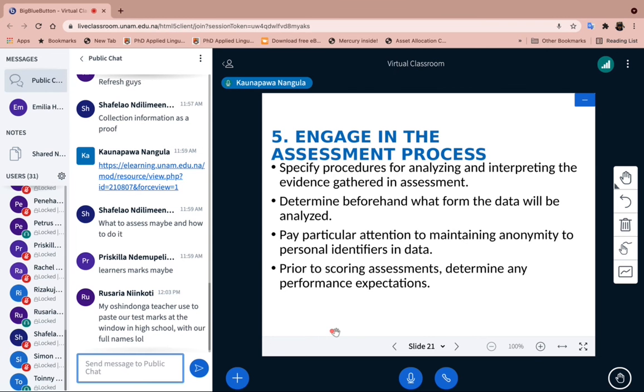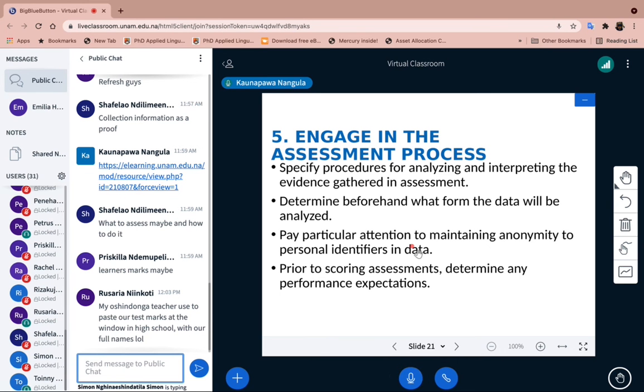My Oshindonga teacher used to paste our test marks at the window in high school with our full names on. And it's not always good. I mean, it's really, really not good. Because not everybody does very well, and you don't want to embarrass or break down the confidence of your learners. So avoid displaying their names.